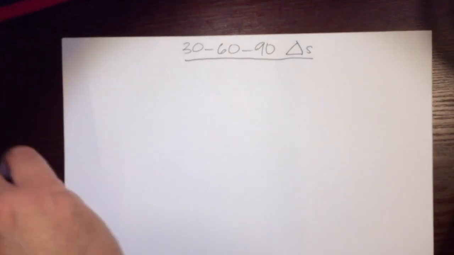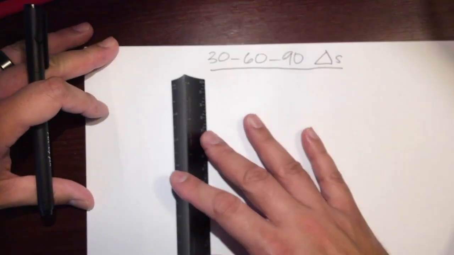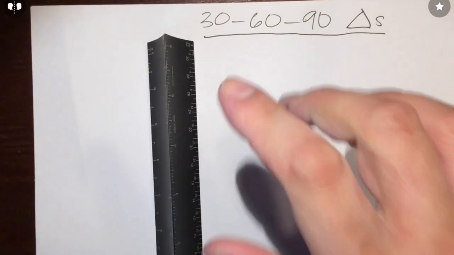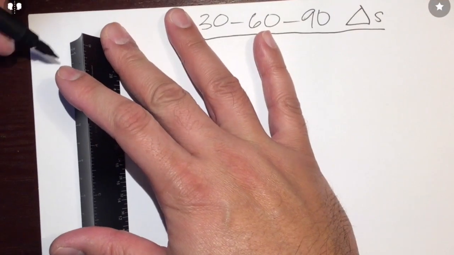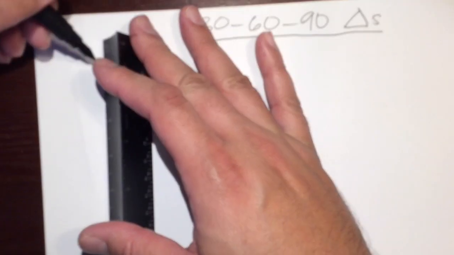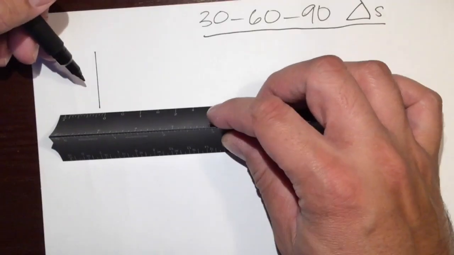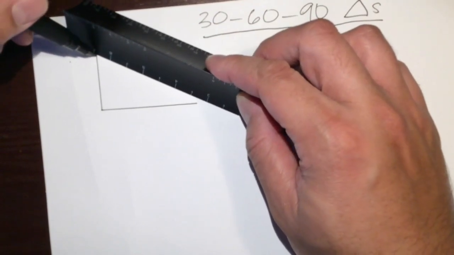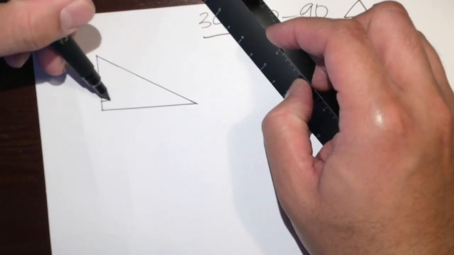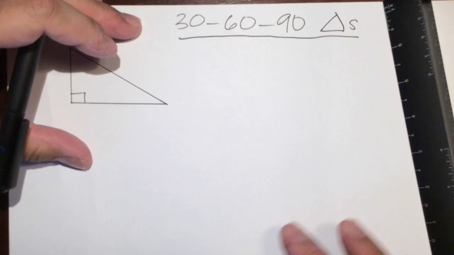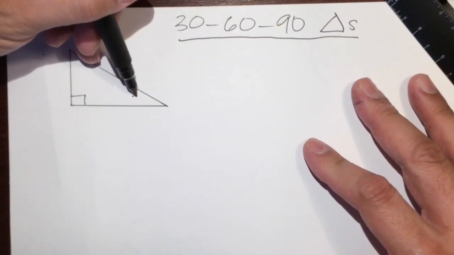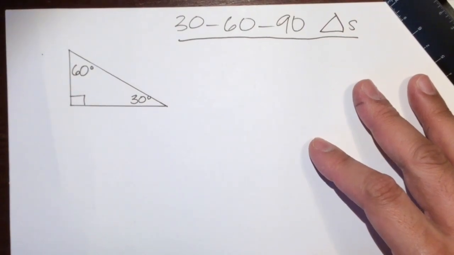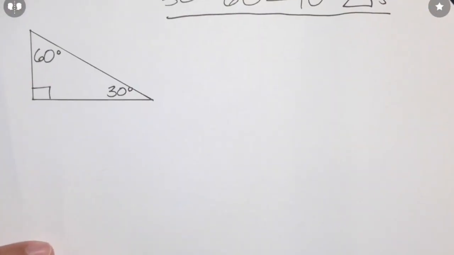Anyways, so number 1. Well, this isn't number 1. This is like pre-number 1. Let's review what a 30, 60, 90 triangle is and what that pattern is. So let's draw a triangle like that. Make it a right triangle. So we got that. And let's make our 30-degree angle right here, and let's draw our 60-degree angle right there.